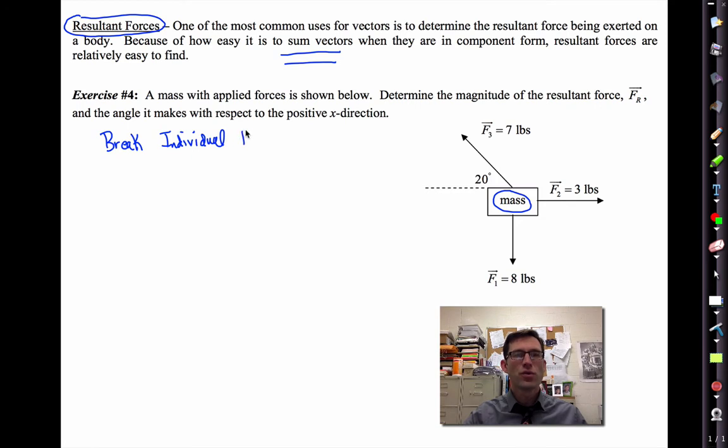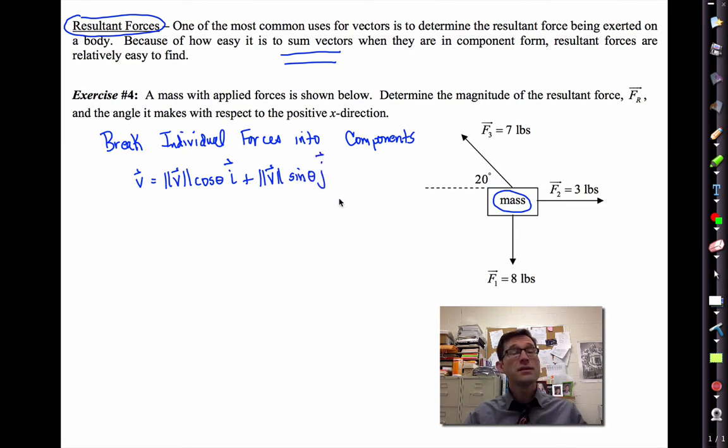Break individual forces into components. Now remember, in general, what we saw was that if I take just a generic vector v, I can always break it down into its component parts: the size of v times cosine theta will be the horizontal component, and the size of v times sine theta will be the vertical component. All right. So let's take a look.